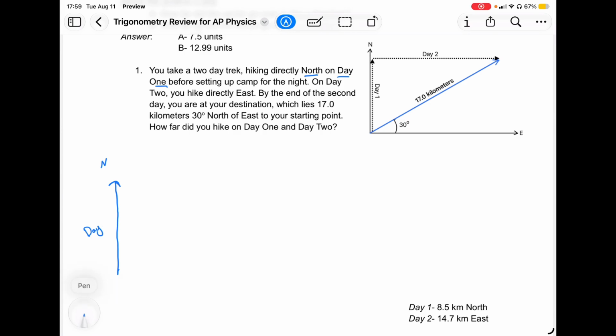I don't know why I wrote the 1 like a subscript. Day 1. All right, so I was going directly to the north. And then you set up camp for the night. On day 2, you hike directly to the east.